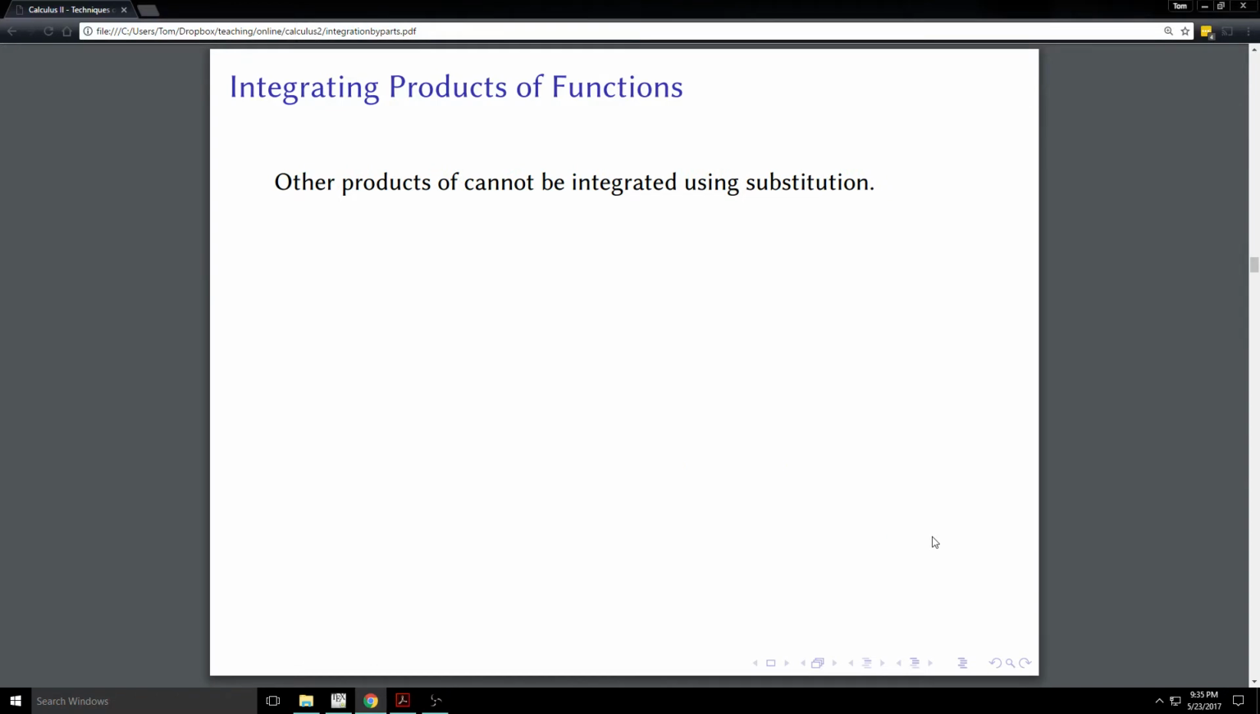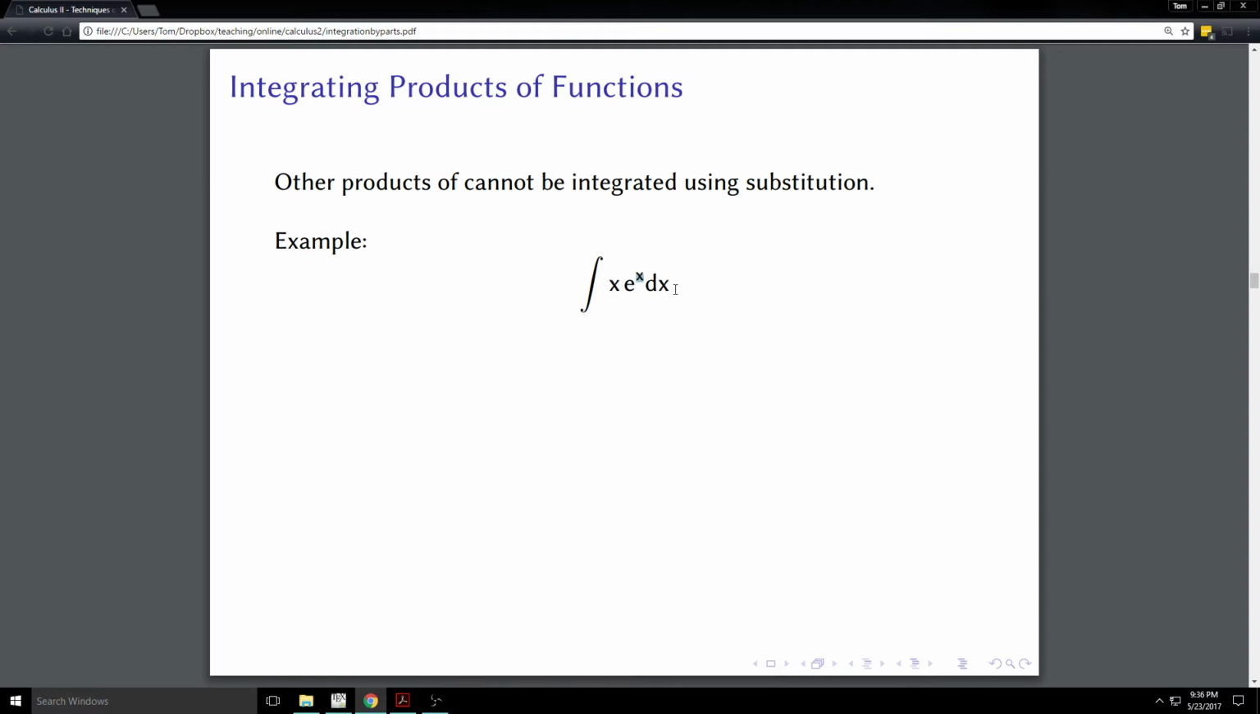But the problem is that other products can't be integrated using substitution. It's not like substitution will take care of every one that we will do. An example of that would be this one right here, x e to the x. Notice that the only real difference from the last one was that I had x squared up on top as the exponent for the exponential function. The derivative of x squared was 2x, almost this function out here, but now that's just not true anymore. So that's going to complicate things.